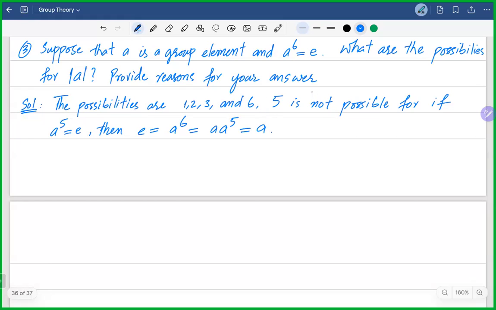4 is not possible, for if A power 4 is E, then E is going to be A power 6 equals A square times A power 4, which is going to be A square.